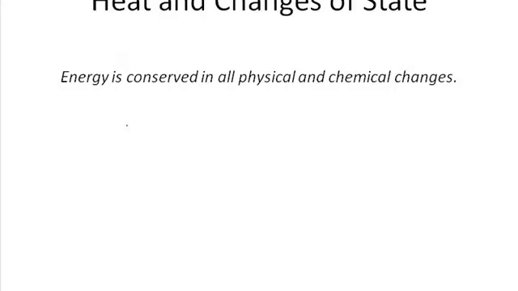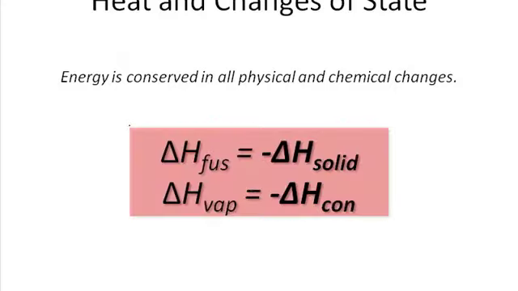Now, we know that energy is conserved in all physical and chemical changes. So therefore, the heat of fusion is the same in magnitude as the heat of solidification, but the sign is going to be opposite. Heat of solidification is exo, and this is endo, meaning it's absorbing energy. Again, heat of vaporization is an endothermic reaction, and heat of condensation is an exothermic reaction, but they are the same in magnitude, just opposite in sign.